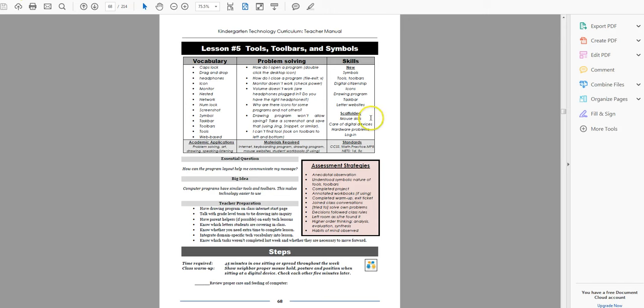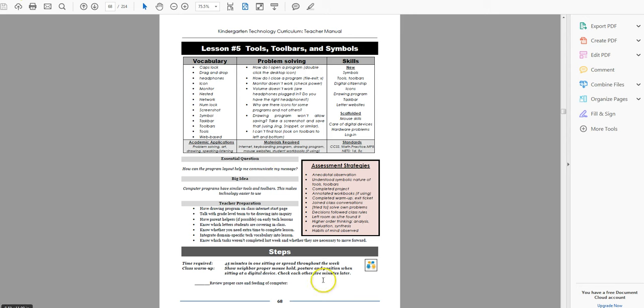Their skills, your scaffolding: mouse skills, care of the digital devices, hardware problems, login. But they have some new ones here: symbols, tools, the tools and toolbars that are across all platforms, being a good digital citizen, what the heck an icon is, and using their drawing program. Now they might have used it before, but they'll use drawing programs a lot in this curriculum and in future years.